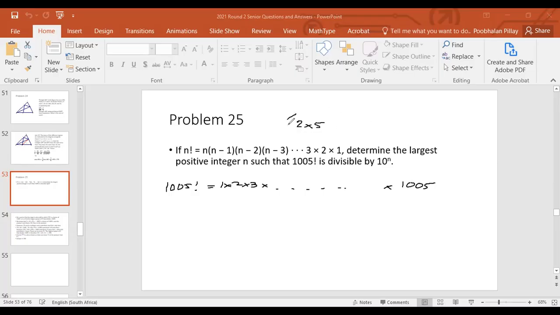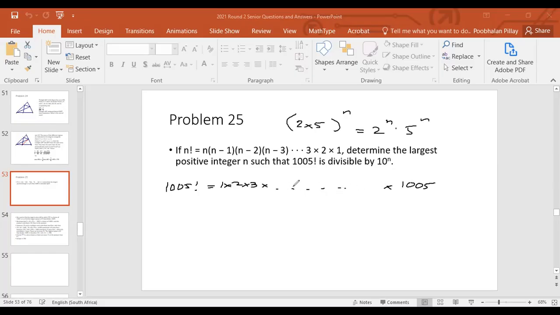So 10 to the power of n is 2 to the n times 5 to the n. Now, in this product, there are more 2s than 5s. There are many more even numbers than multiples of 5. So I really need to work out all the 5s which occur in this, all those numbers which are multiples of 5.